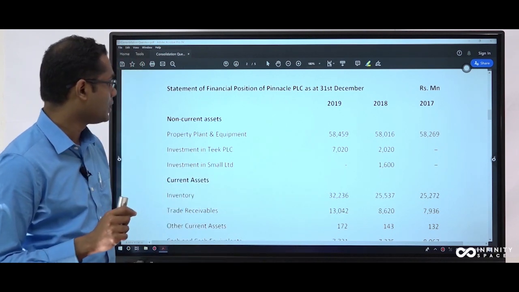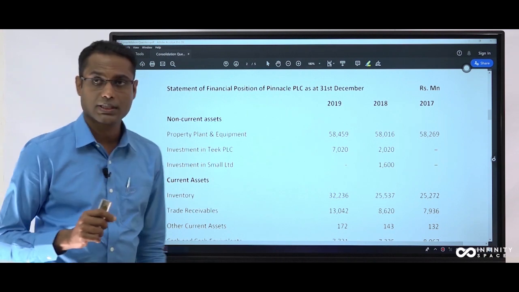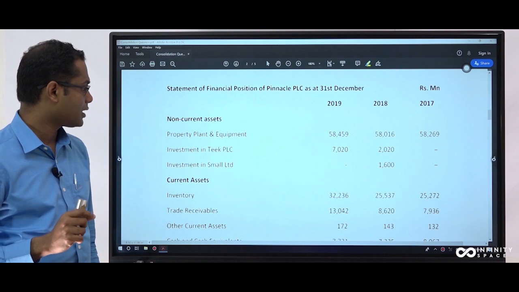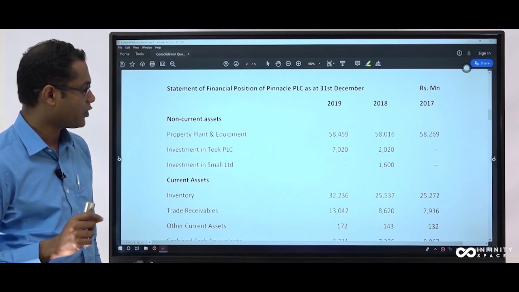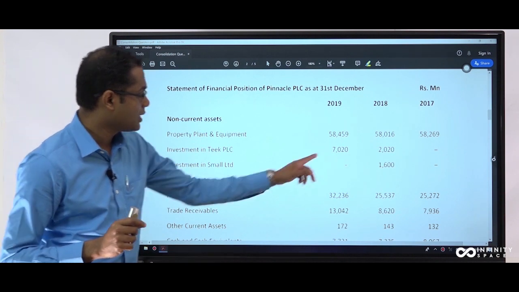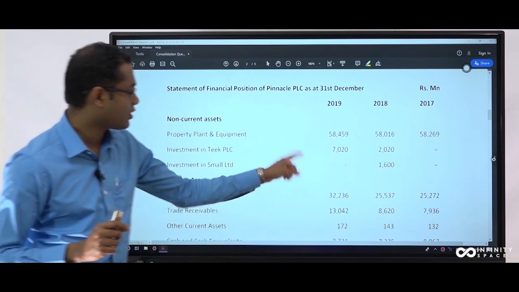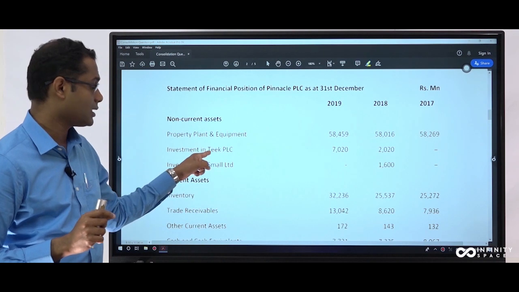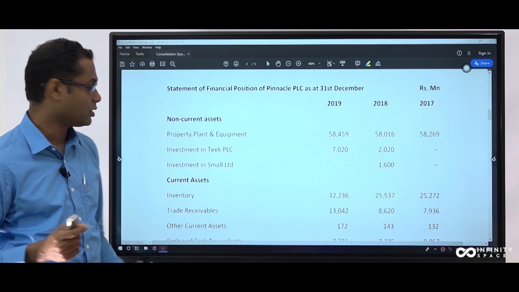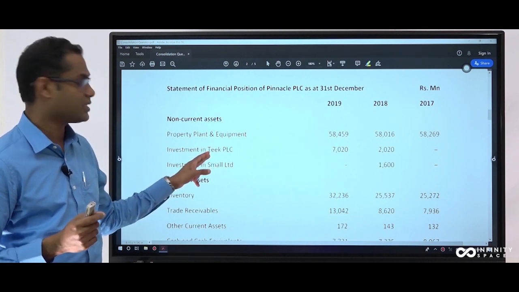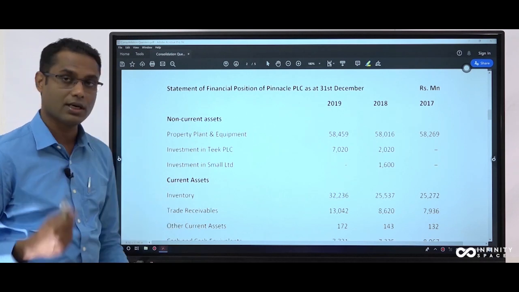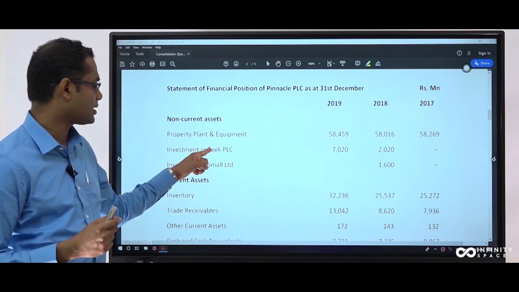Now if I read the figures relevant to 2019, under non-current assets you have property, plant and equipment 58,459, then investment in Teak PLC 7,020. This is one of the amendments that I have made. In the question there was some other name instead of Teak PLC, that's wrong. So I made it Teak PLC, which is the associate initially, and then it would become a subsidiary to the Pinnacle PLC. So you have to make that correction in the pilot paper.